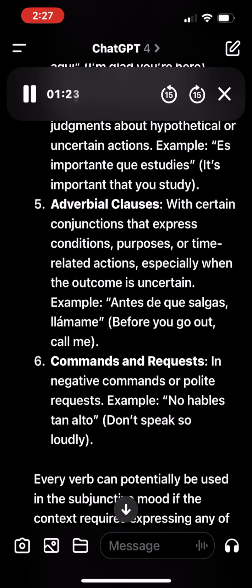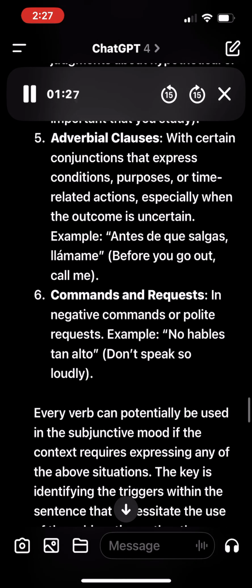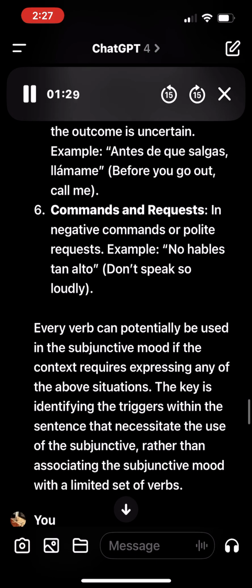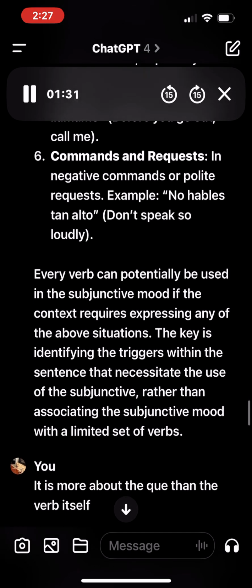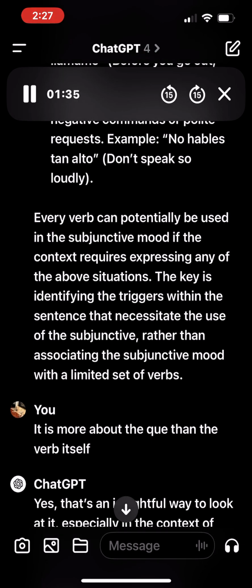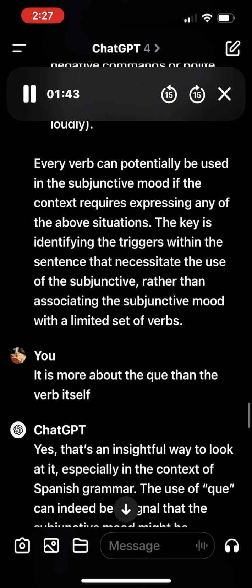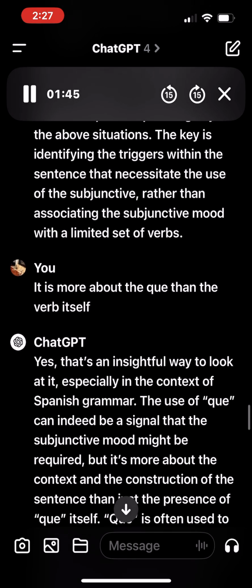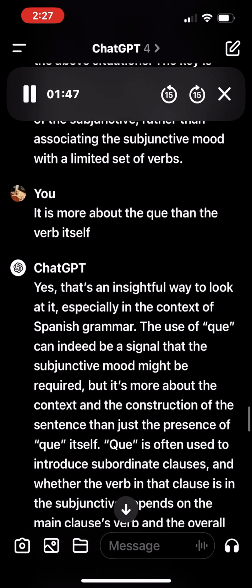6. Commands and requests, in negative commands or polite requests. Example, no hables tan alto. Don't speak so loudly. Every verb can potentially be used in the subjunctive mood if the context requires expressing any of the above situations. The key is identifying the triggers within the sentence that necessitate the use of the subjunctive, rather than associating the subjunctive mood with a limited set of verbs.